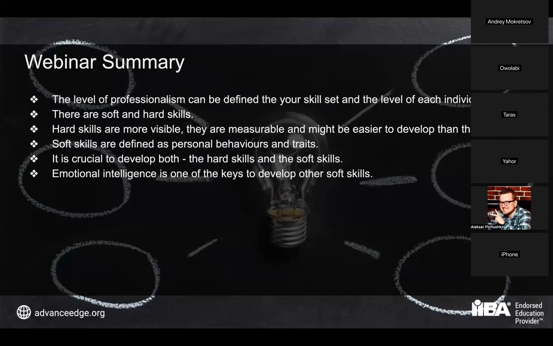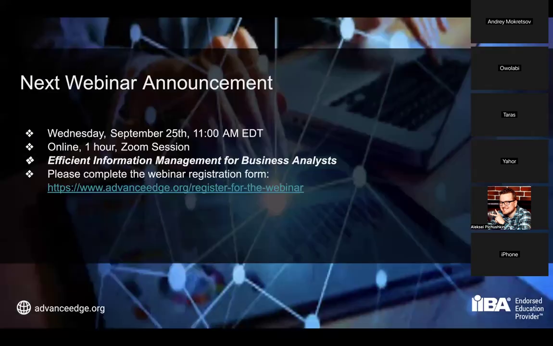Soft skills are those skills that are defined as personal behaviors and traits, and emotional intelligence is probably one of the most important things to develop, because once you start working on it, all the other soft skills will also start boosting and advancing.